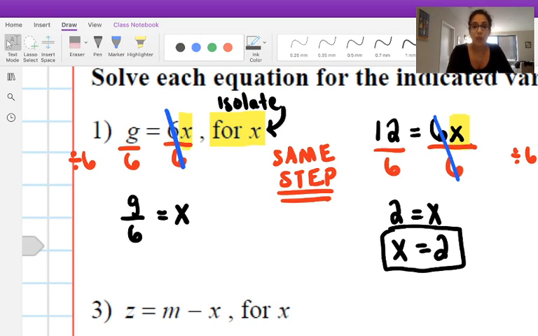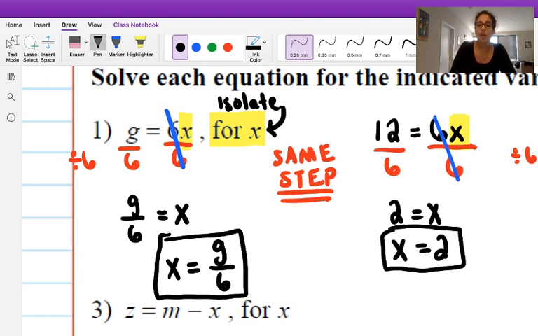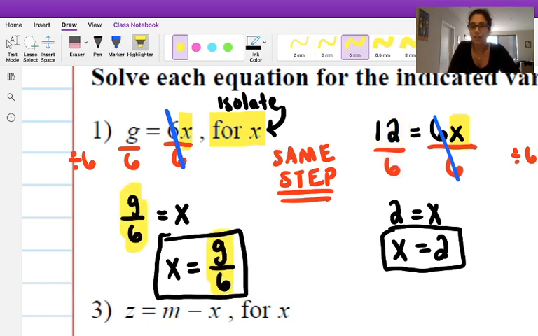Okay, so now what? Now we box our answer. I'm going to rewrite it as x equals g over 6 and call it a day. This is arguably easier because here you have to actually figure out what 12 divided by 6 is. Here you don't. You just rewrite it. G over 6. That's it. You can't rewrite 12 over 6. You have to do 12 divided by 6. Here, you literally just take the g over 6 and rewrite it.